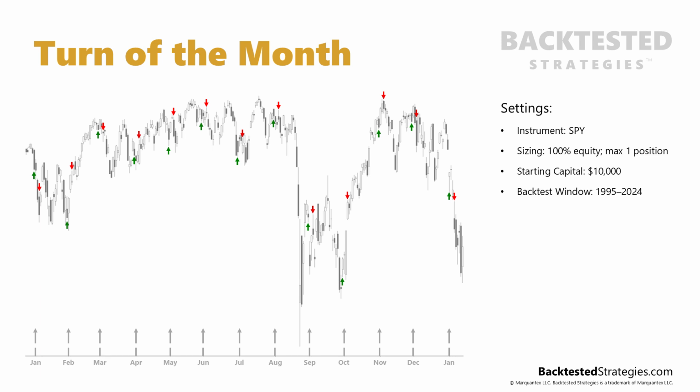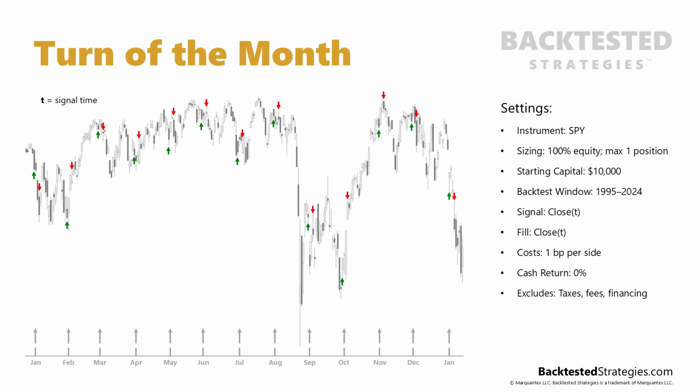The evaluation window runs from the start of 1995 through the end of 2024 using full calendar years. That's 3 decades of data spanning multiple bear markets, powerful bull runs, and sharp volatility shocks along the way. Trades execute at the close. Every trade pays 1 basis point per side in costs, 1 to buy and 1 to sell. When the system is in cash, cash earns 0%. We do not model taxes, advisory fees, platform fees, or financing costs.